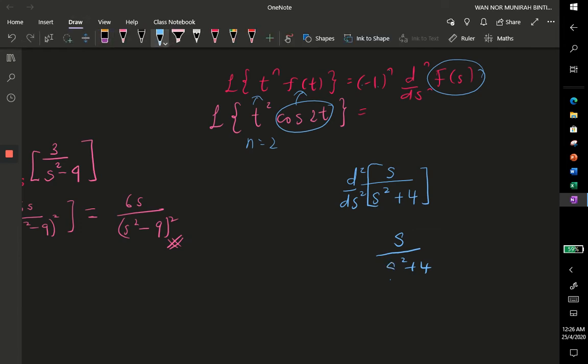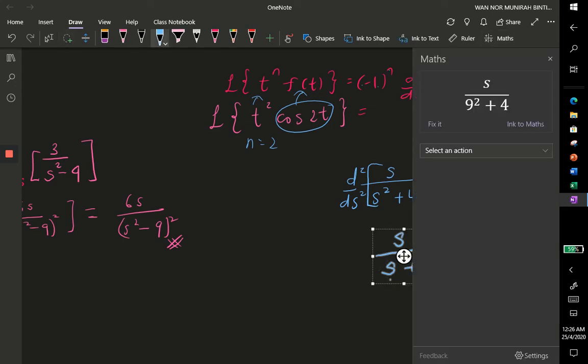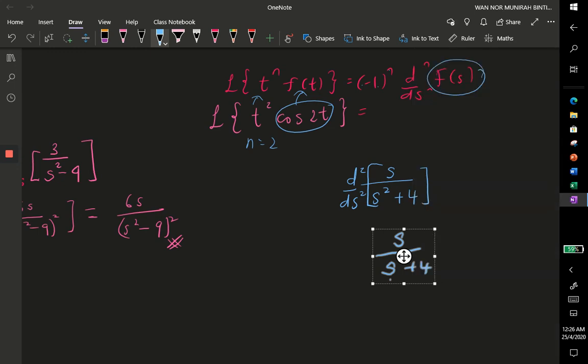Okay, S square. Okay, then you try to differentiate twice and then you get the solution. S square plus 4.